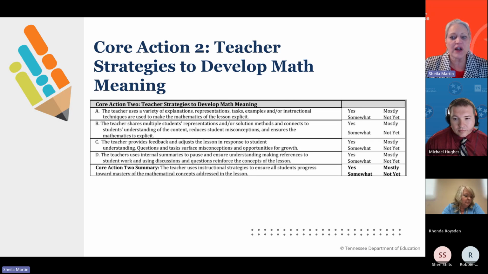In other words, this core action is chock full of formative assessment moments that allow the teachers to know if his or her students are with them and which specific strengths or bright spots and/or misconceptions are surfacing. Notice on indicator D, the emphasis on student work, questions, and discussions.